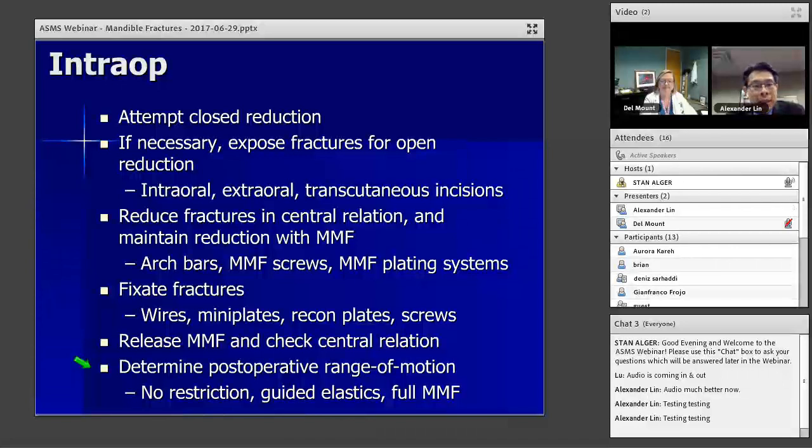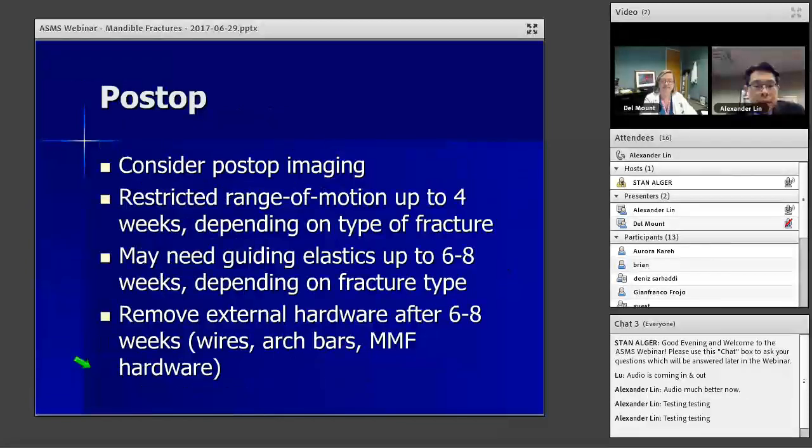So that leads me to the last part, which is postoperative care. You can consider postoperative imaging. That's a dealer's choice. If it's very straightforward, I don't think you need to. Otherwise, if it's more complex, you may need to follow it sequentially, or if a patient reports new symptoms, or in a more complex panfacial fracture, you may even need a postoperative CT scan.